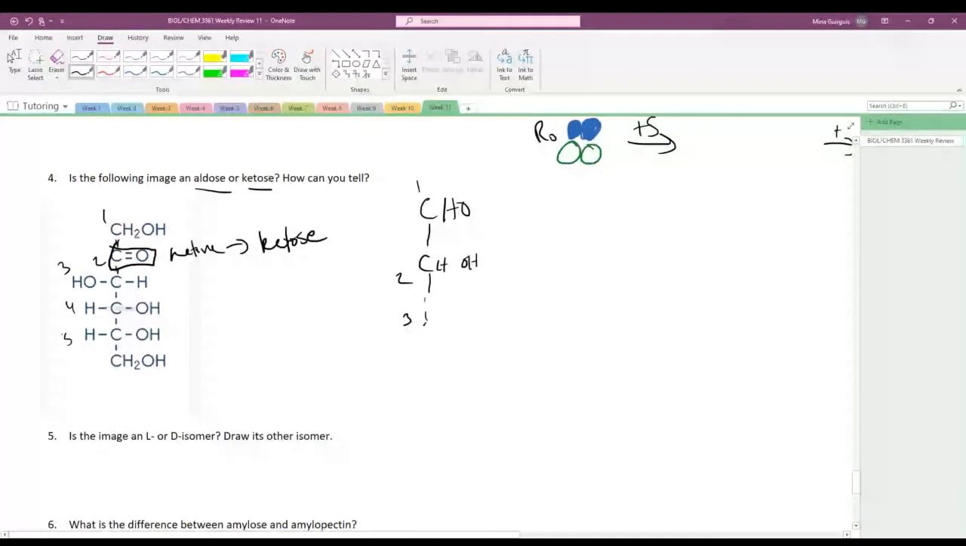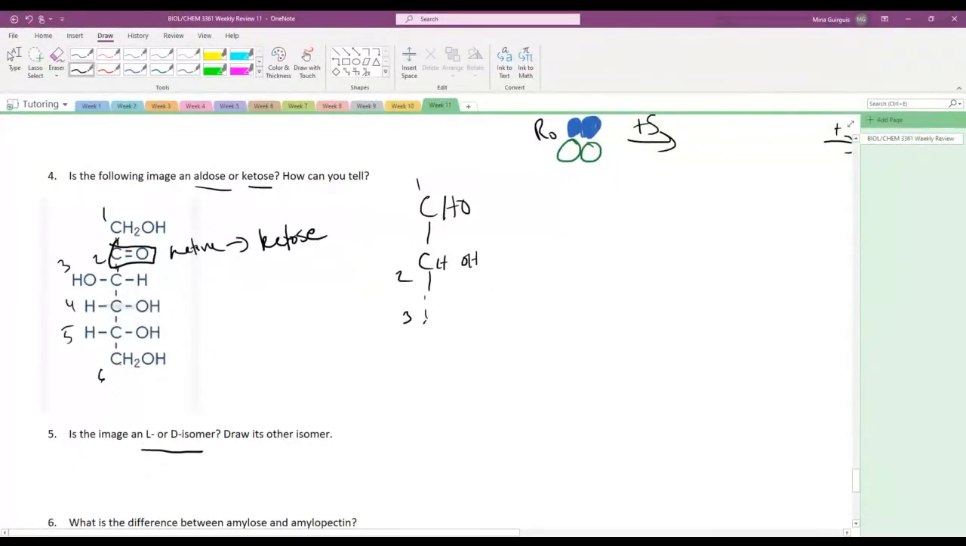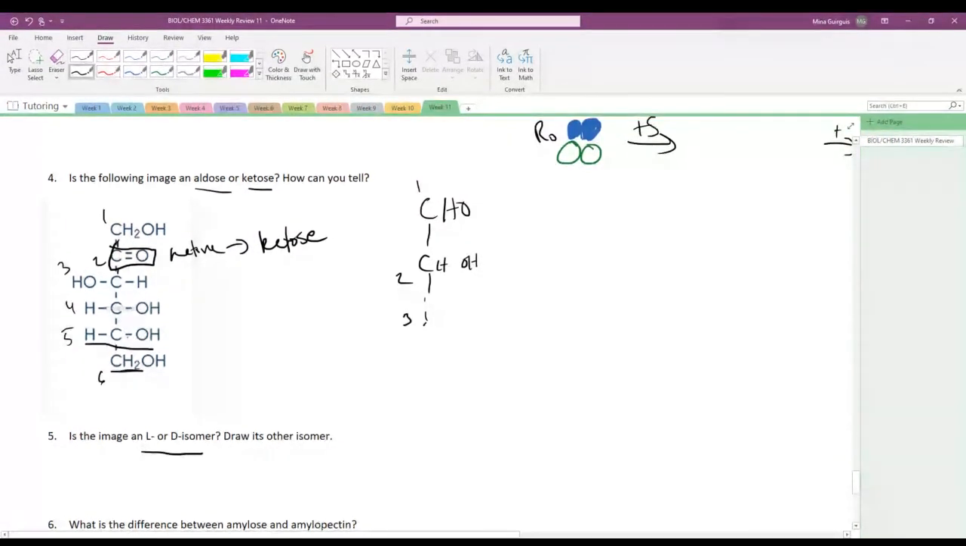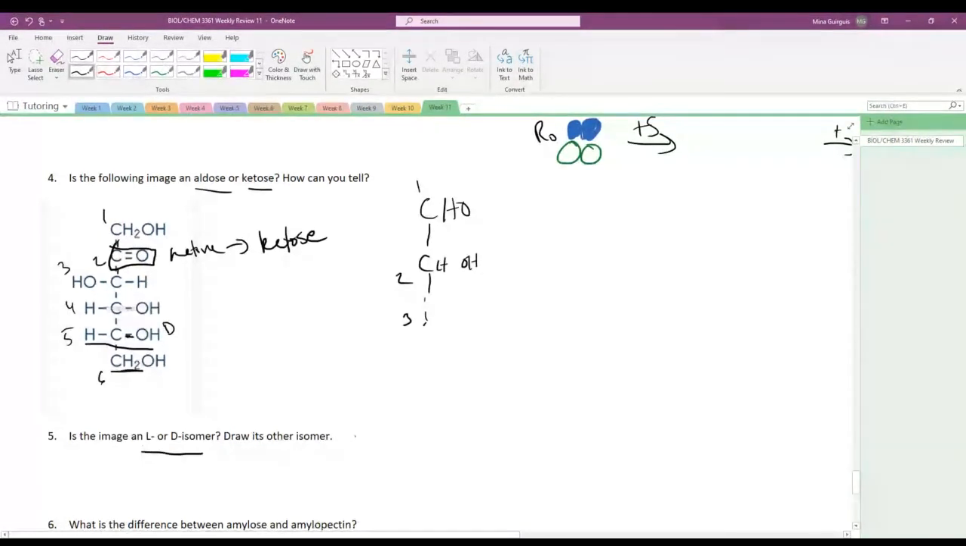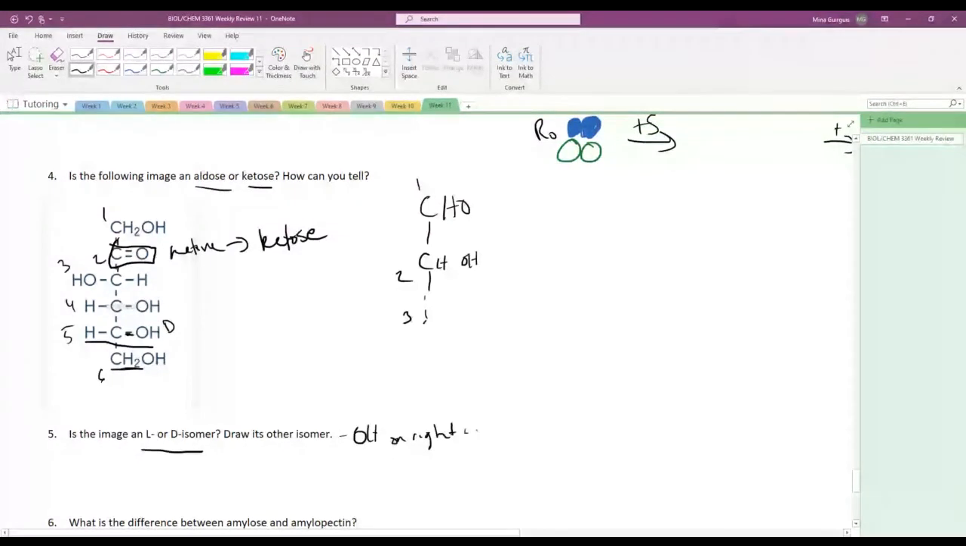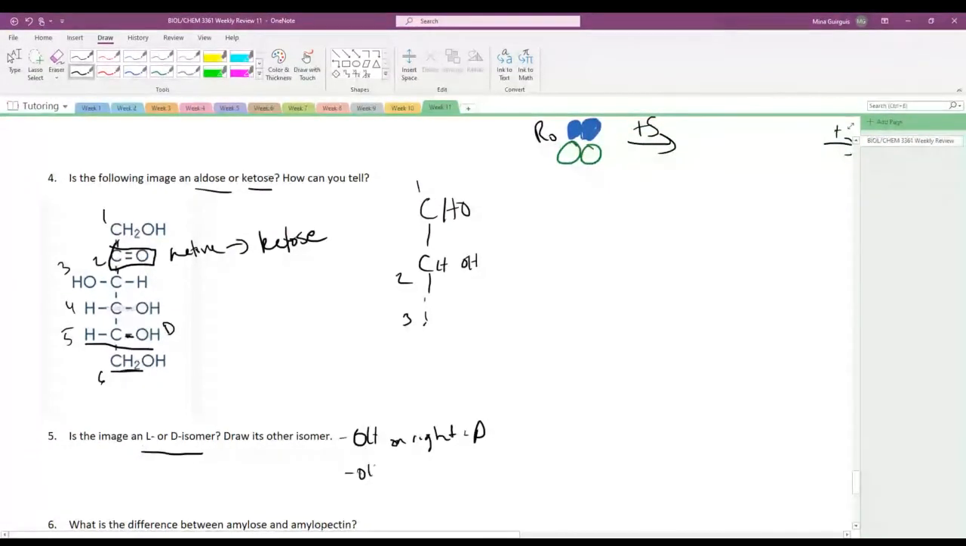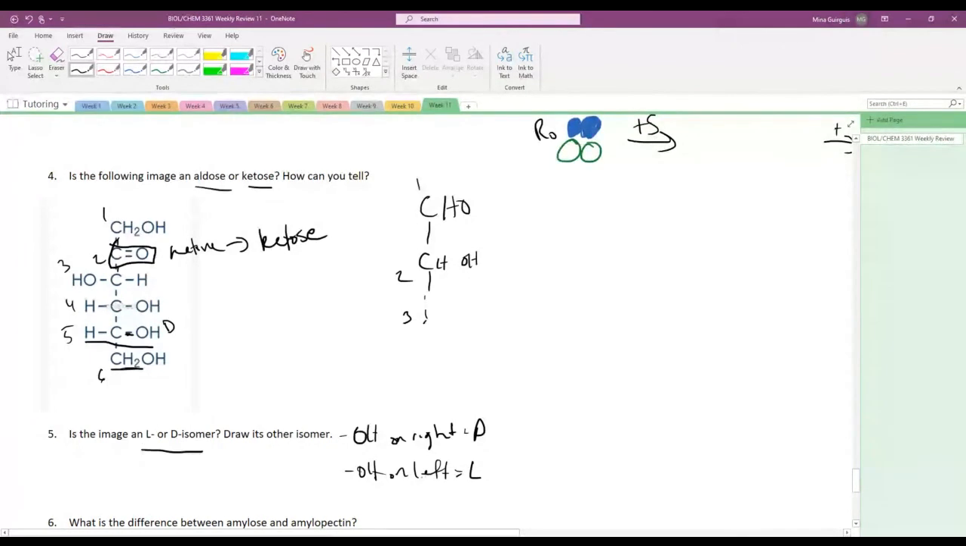So this is 1, 2, 3, and so on. We look at the last chiral carbon to see if it's an L or D isomer. In this case, since 6 is not chiral, look at carbon number 5. If the OH is on the right, it's a D isomer. OH on right equals D. OH on left equals L. And I like to think of it that way because it makes sense.